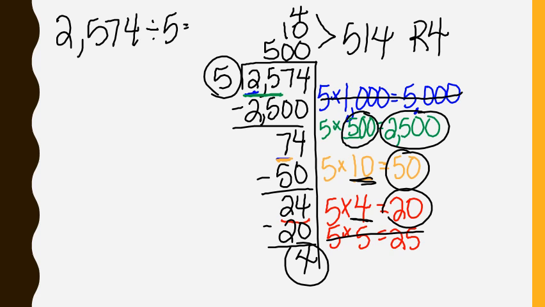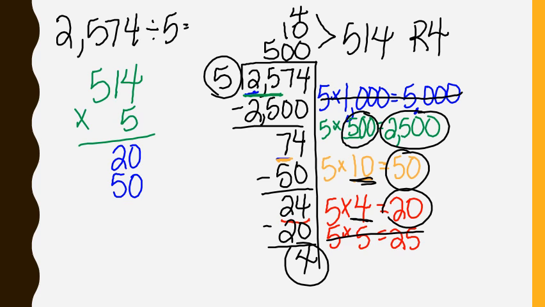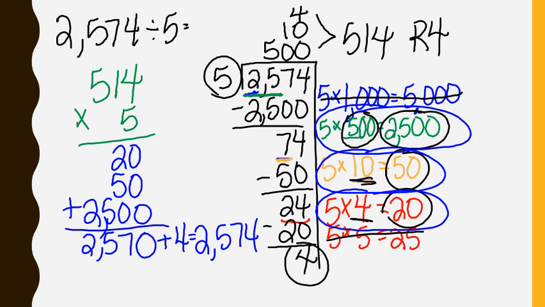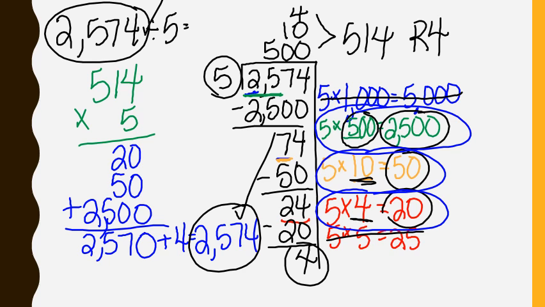If I was to check this problem, I would be multiplying my quotient, 514, times my divisor of 5. I'm going to do partial products for this. 5 times 4 is 20. 5 times 10 is 50. And 5 times 500 would give me 2,500. You can find these exact problems over here to the right. We've already worked out these partial products. I'm going to add them up. Get 2,570. And I cannot forget to add on my remainder. That will give me 2,574. If I have my dividend, then I know that I got this correct. 2,574 is my dividend, so I did answer this correctly.